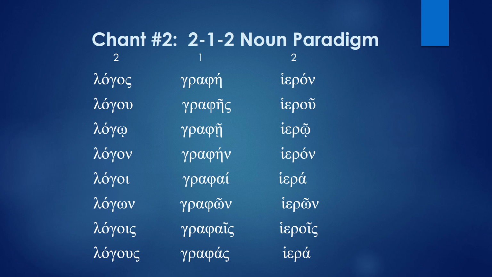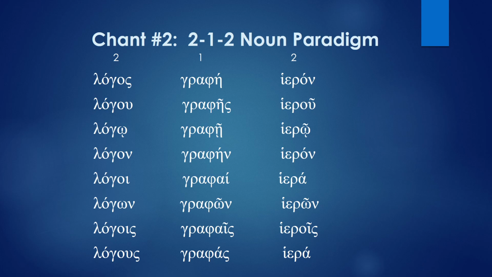Graphai, nominative plural, feminine, when it's the subject of the sentence. Graphone, genitive plural, of writings. Graphais, dative plural, can be either to, by, for, at, with writings. And graphas, the accusative plural, when it's used as the object of the sentence, writings.